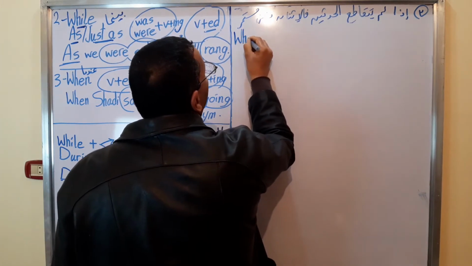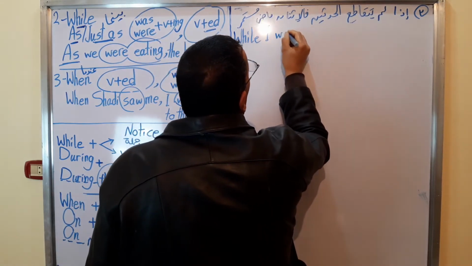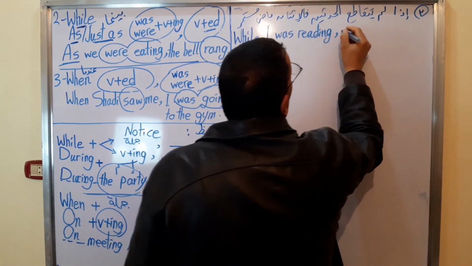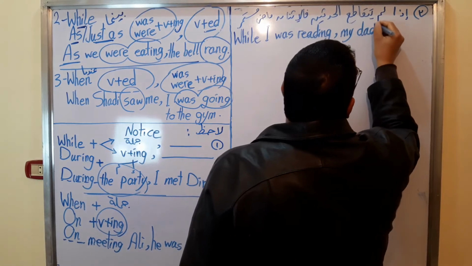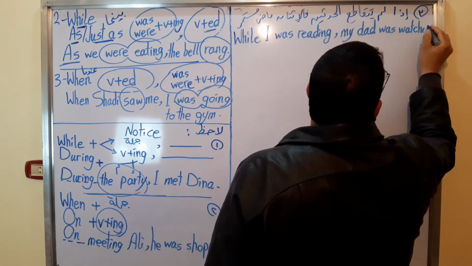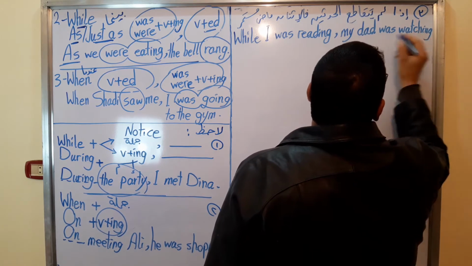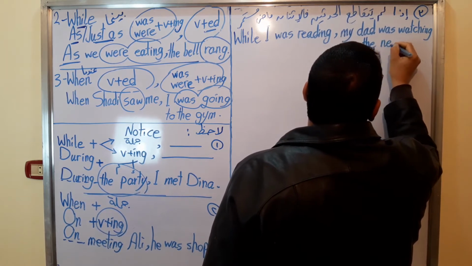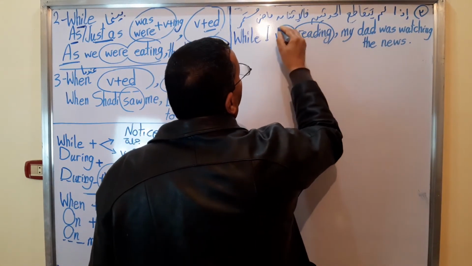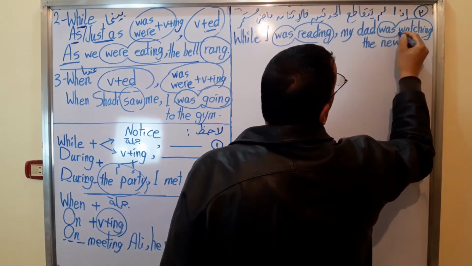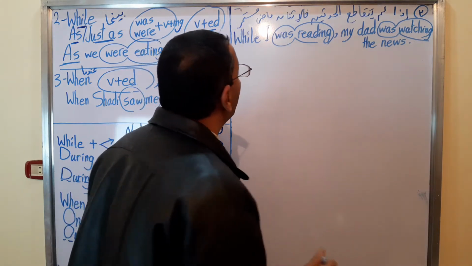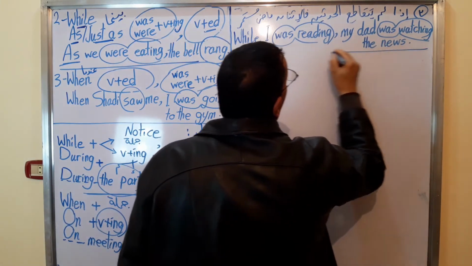While I was reading, my dad was watching the news. I was reading in my room and my dad was watching the news in the hall. These actions are not interrupted. الاثنين ماضي مستمر ما تقطعوش. While I was reading, my dad was watching the news.